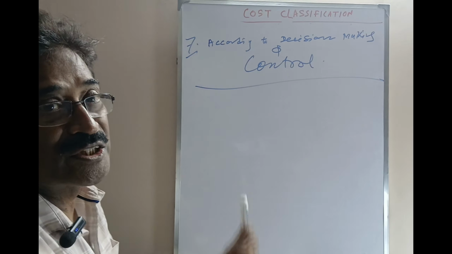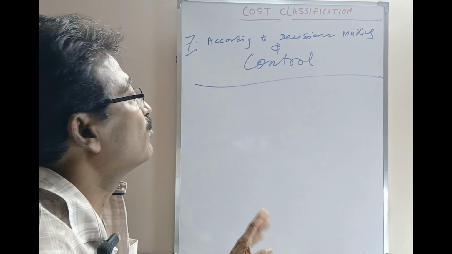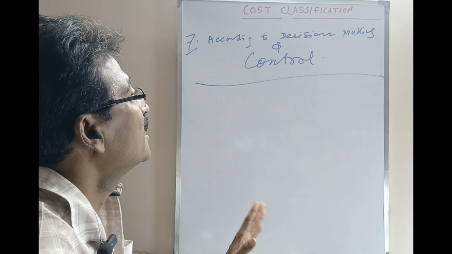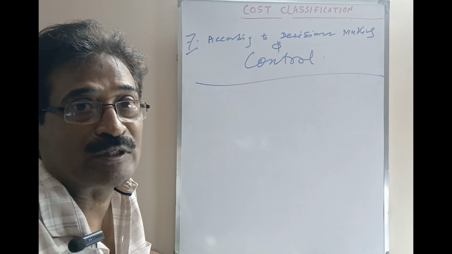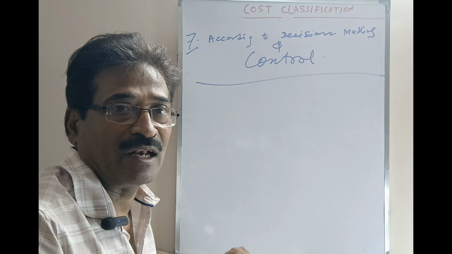Cost classification according to decision making and control is the most important classification. It will take another 25 to 30 minutes for discussion. We will take it up in the next class.